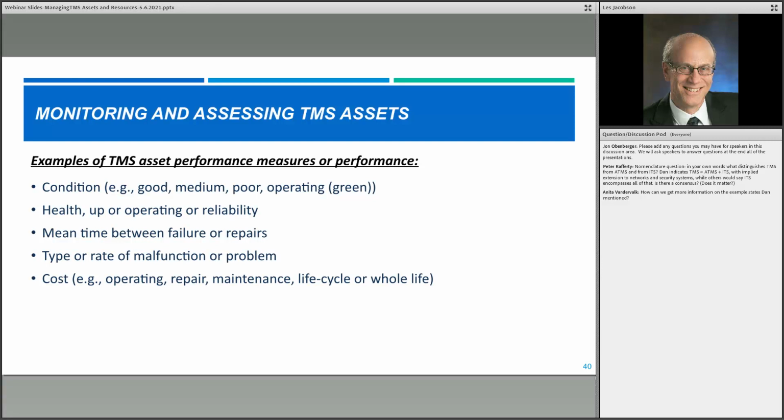So these are just some examples you probably want to think about: condition, and there's a lot of ways you can quantify or qualify condition. Health is typically, is it up, is it operating, is it operating reliably? In other words, how much downtime do you have? What's your mean time between failure or mean time between repairs for a particular asset? And then what type of malfunction are you seeing? How often does that occur? Does that track to a particular asset type, a particular manufacturer, a particular age? All of those things can help with determining when you're getting to the end of your life cycle and how you need to deal with that, which has a big implication on cost. It's really important to try and figure out what that optimal life cycle is for a particular asset.